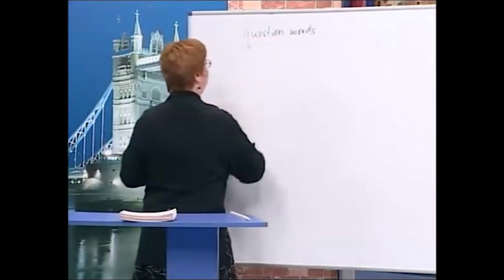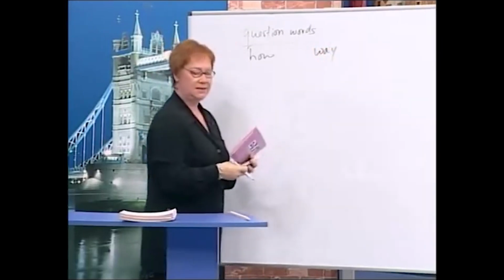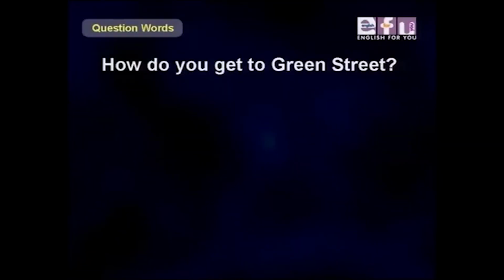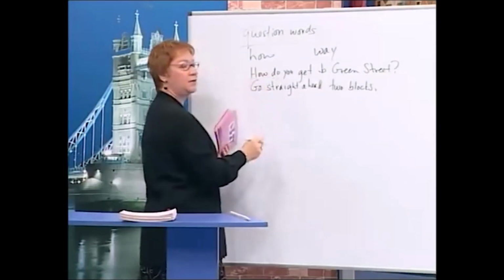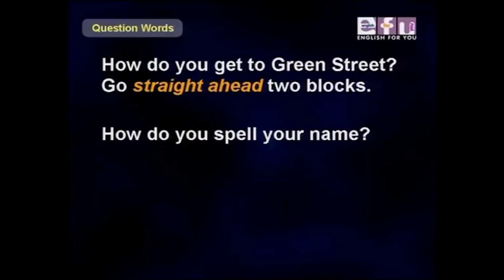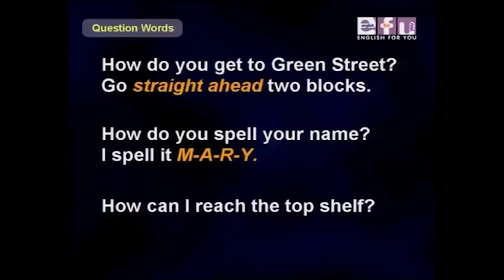Now, how asks about the way someone or something does something. Okay, now, for example, how do you get to Green Street? Go straight ahead 2 blocks. Another example. How do you spell your name? I spell it M-A-R-Y. And another example.